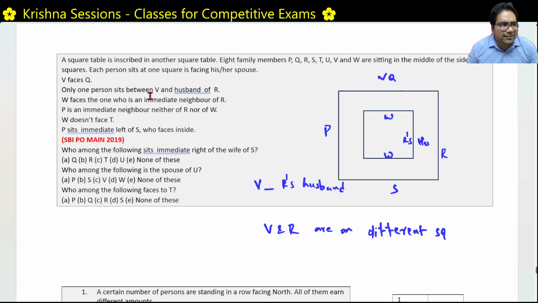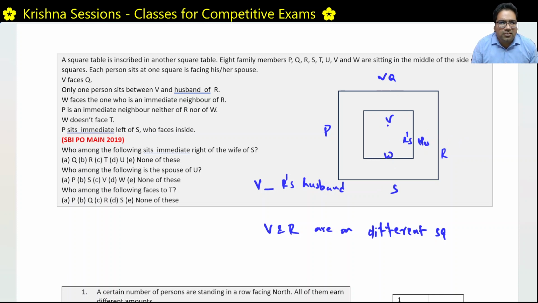Now, there is one more condition: only one person sits between V and husband of R. See, R's husband, we earlier discussed, is inside. That means V also has to be inside. They both have to be on the same table. Now V has only this slot. On the inside table, the only slot that is available for V is this. Because we earlier discussed V and Q have to be either here or here. This slot is already gone.